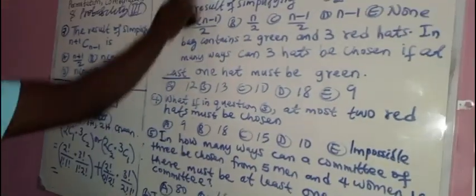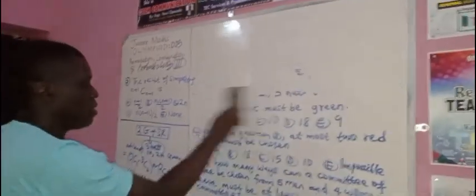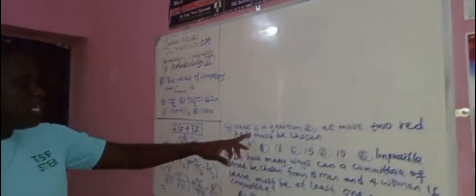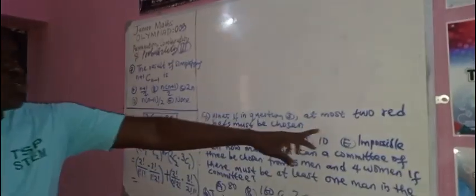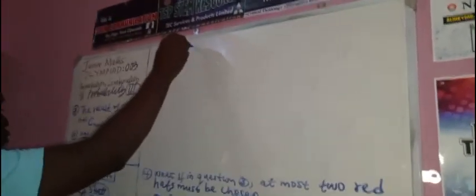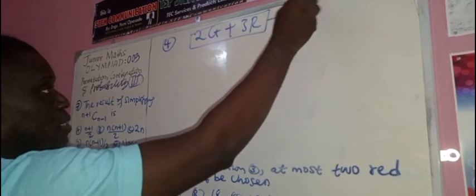Okay, now I want to clean this one that we have done so that I can have space. I want to clean all. What if in question 3, at most 2 red hearts must be chosen? Now don't forget that in number 4, we have 2 green plus 3 red, and we have to pick 3 hearts.